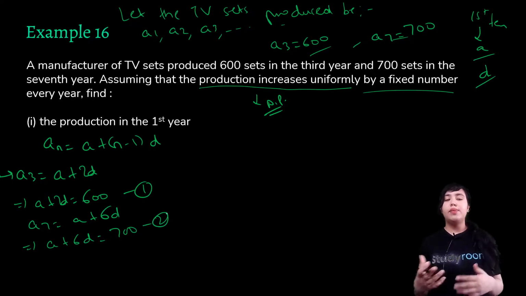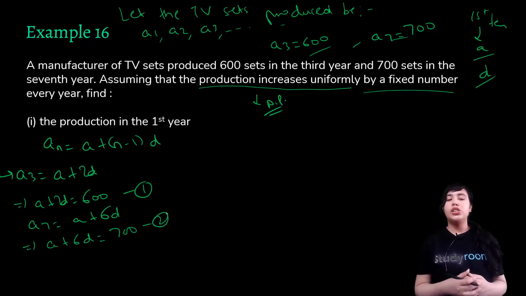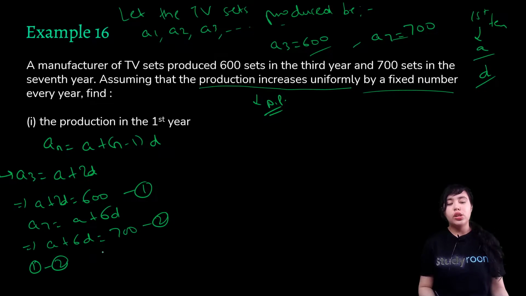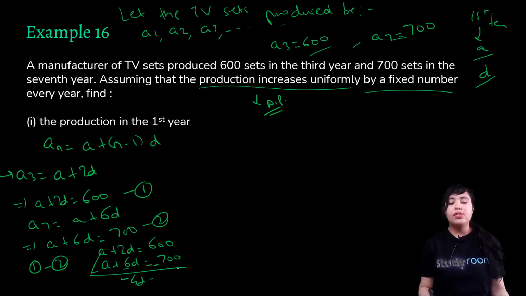Again, there are 3 ways by which you can solve this pair of linear equations in 2 variables. You can do so by elimination, substitution, cross multiplication. But I would suggest that elimination would give you the fastest results here. So let's use that. Simply do 1 minus 2. So you have a plus 2d is equal to 600. You have a plus 6d is equal to 700. On subtraction, the a term goes off and you get minus 4d is equal to 600 minus 700, which is minus 100.